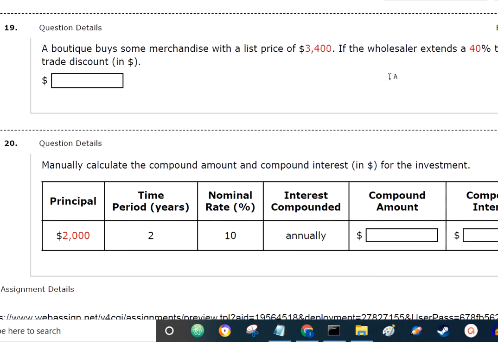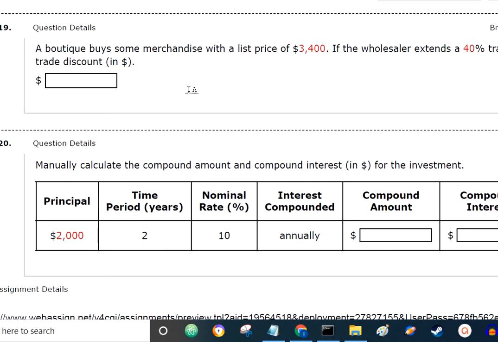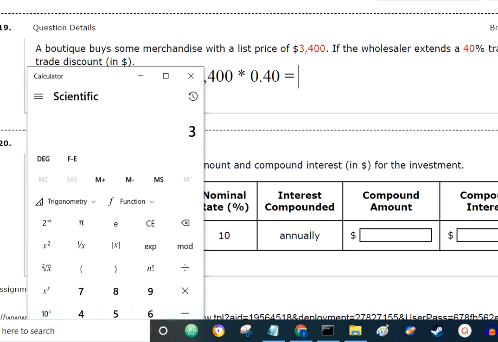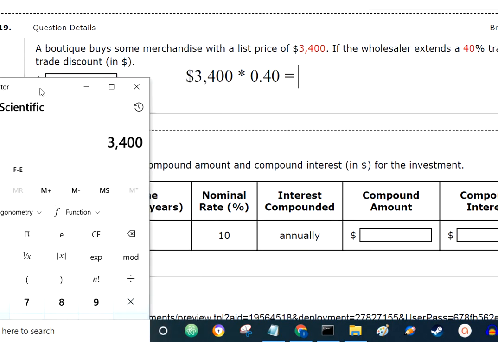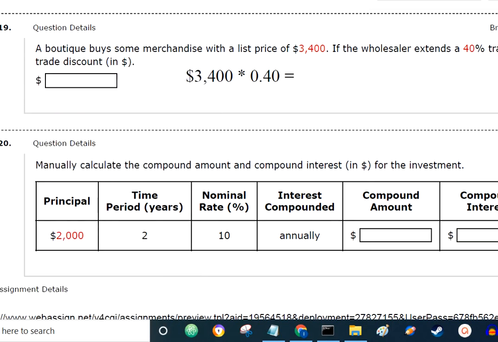Question 19, a boutique buys some merchandise with list price of $3,400. They give us a 40% trade discount. So they say, well, find the trade discount. That means how much do we save? That's what a trade discount is. So $3,400 multiplied by the trade discount percentage, 40% off, so that's $1,360.